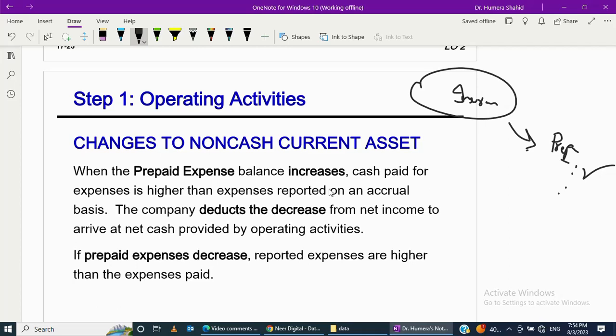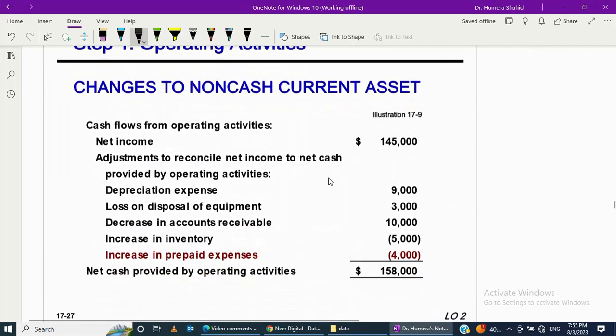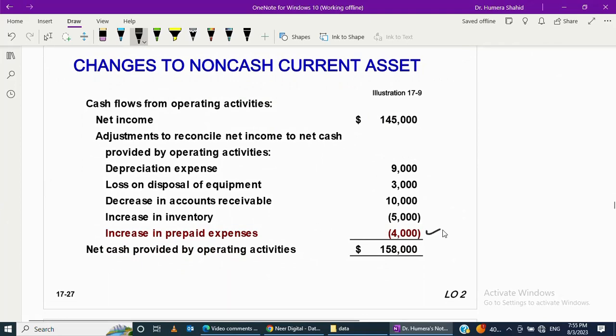So when the prepaid expenses increase, cash paid for the expenses is higher than the expenses reported on accrual. So that's why the company deducts the increase from the net income to arrive at the net cash provided by operating activities. So if the prepaid expenses decrease, reported expenses are higher than the expenses paid. So remember, prepaid expenses is another asset. When it decreases, we add it. When it increases, we minus it. So because it was increasing, we minus it.